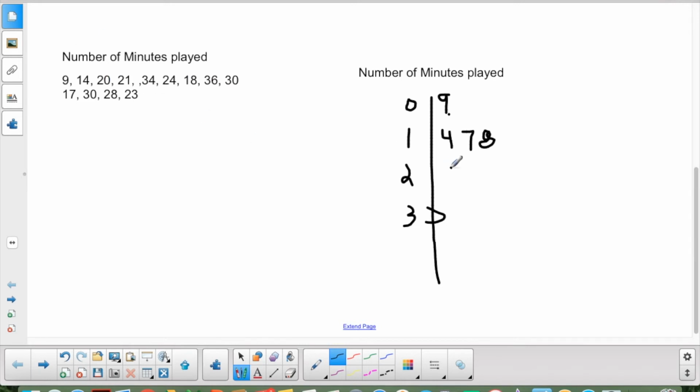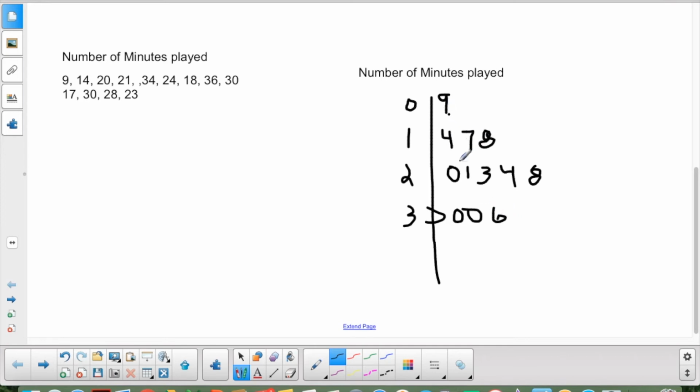Then I have 20, 21, 23, 24, and 28. Then I have 30, 30. You put both zeros there. I have 30, 30, and 36. Again, I would count to make sure I have everyone.